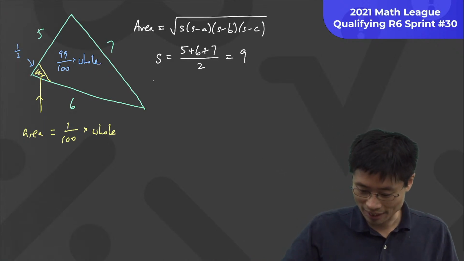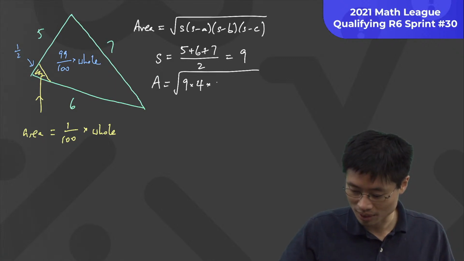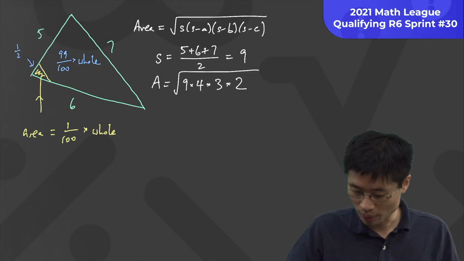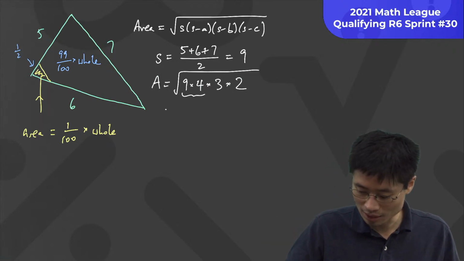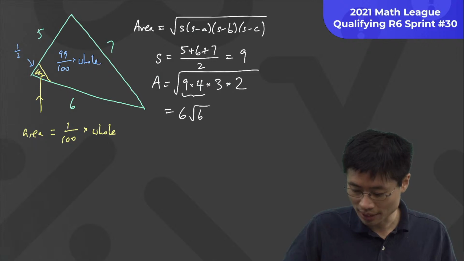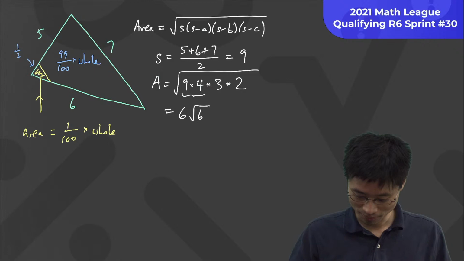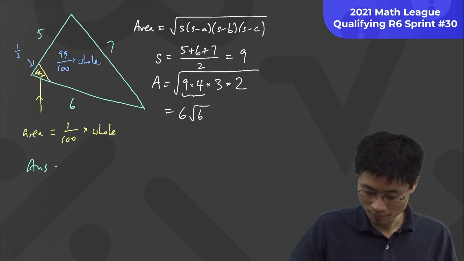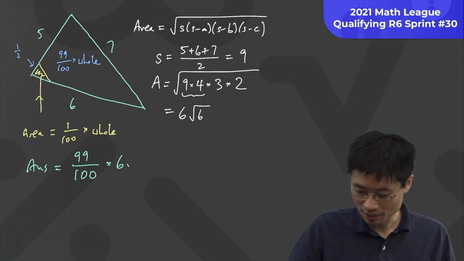So now let's just get the area. Area equals the square root of 9 times (9 minus 5, which is 4) times (9 minus 6, which is 3) times (9 minus 7, which is 2). Now let's pull out the square part. That's 3 squared times 2 squared, so that's 6 squared, and 6 root 6. So that means my answer is going to be 99 over 100 times 6 root 6.